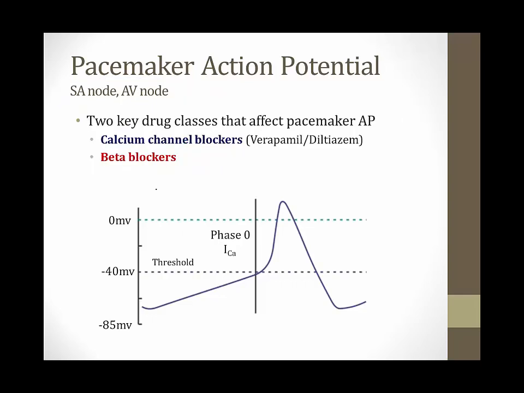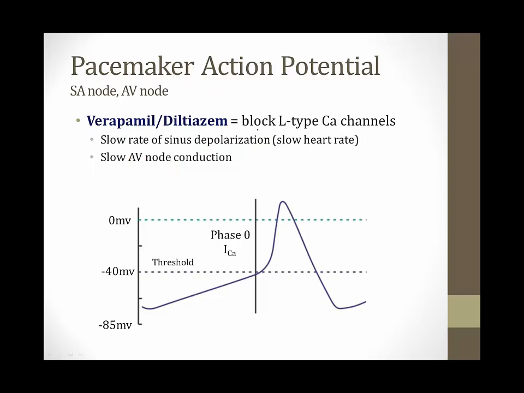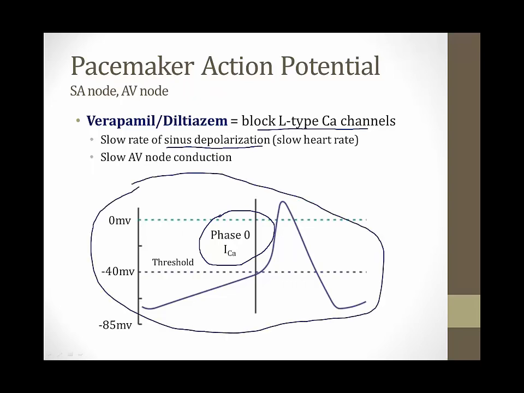And there are two key drug classes that affect the pacemaker action potential and slow it down. The first are the calcium channel blockers that affect the heart, like verapamil and diltiazem, and the second group are beta blockers. Verapamil and diltiazem block L-type calcium channels, so it's very easy to understand how they affect the pacemaker action potential. They slow phase 0, where calcium is important. This will slow the rate of sinus depolarization. Anything that slows this entire action potential down will slow sinus depolarization, and that will slow the heart rate. In addition, they will slow the conduction of impulses through the AV node from the atria to the ventricles.